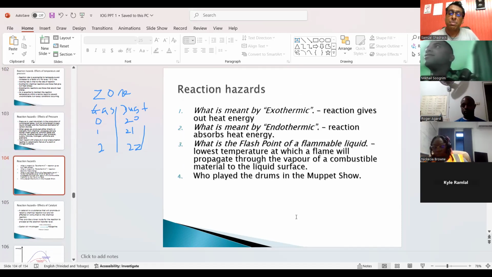What is meant by the term exothermic reaction? What is meant by the term endothermic reaction? What is the flash point of a liquid? That is some Sunday class. The answer is right here.